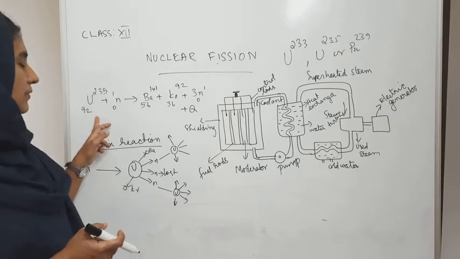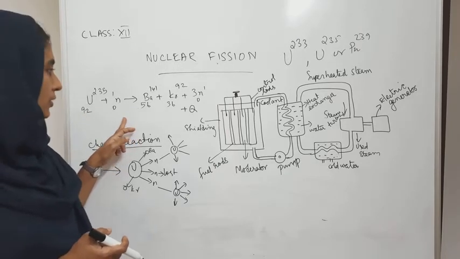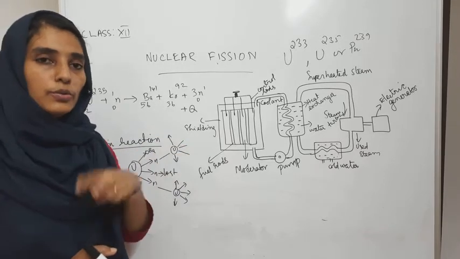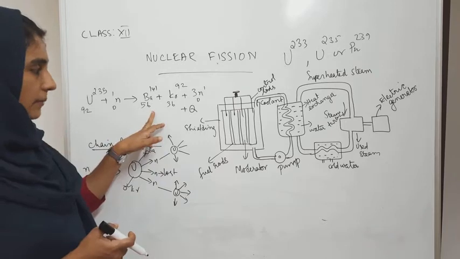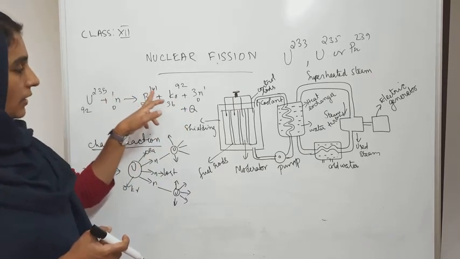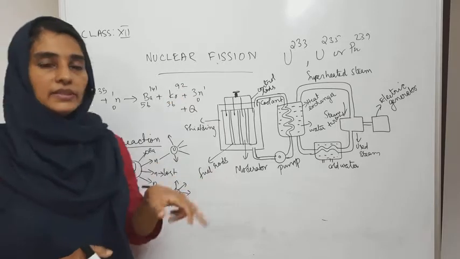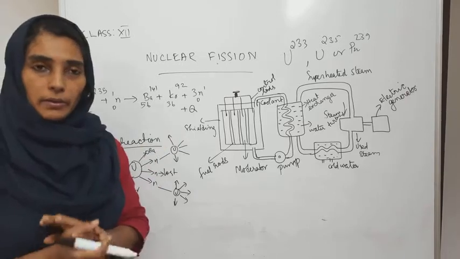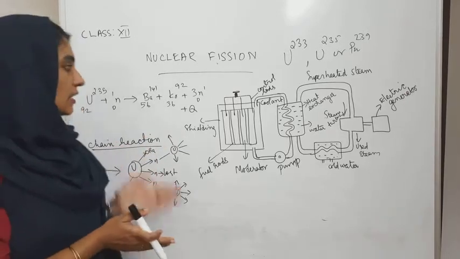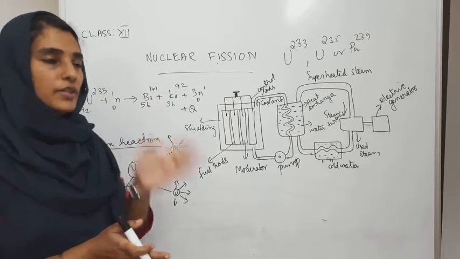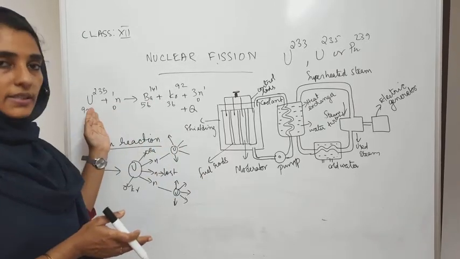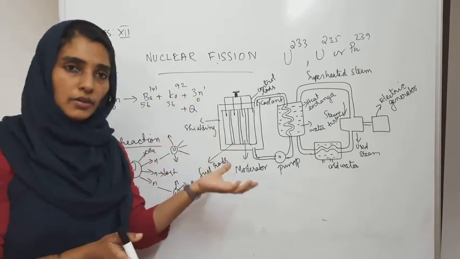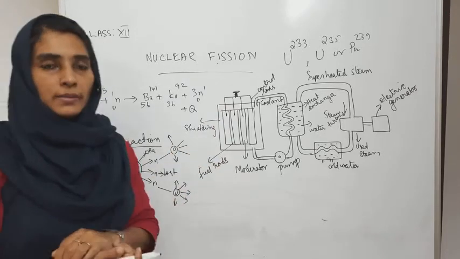When uranium 235 is bombarded with slow neutrons or thermal neutrons, it gets split into two lighter nuclei, barium and krypton. You can see the mass numbers 141 and 92, and along with that it releases three other fast moving neutrons, plus an enormous amount of energy per fission reaction. So this is what happens in one particular fission reaction.